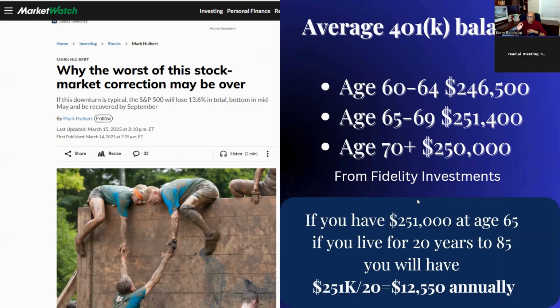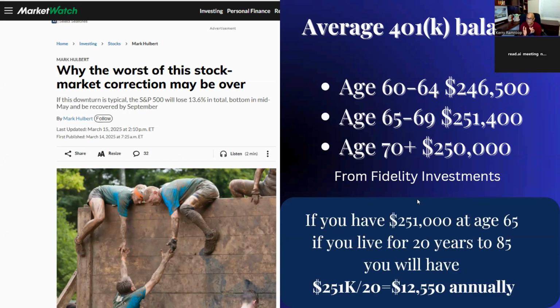But when you search through Fidelity, there are other companies that have stats on retirement. You see them by age groups. In Fidelity Investments, you see that if people are between the ages of 60 and 64, the average is 246,000. Now, some people have a lot more than that, and some people have a lot less. But this is the average: between 65 to 69 it's 251,000, and 70 and above is 250,000.